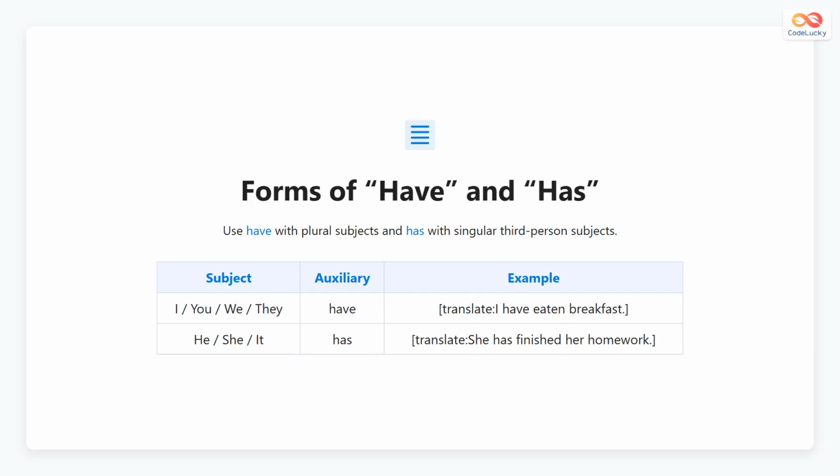In the present perfect tense, have or has act as auxiliary verbs. Use have with the pronouns I, you, we, and they. Use has with the singular third person, which means he, she, or it. For instance, I have eaten breakfast and she has finished her homework. This distinction is very important because it shows correct subject-verb agreement in English grammar.